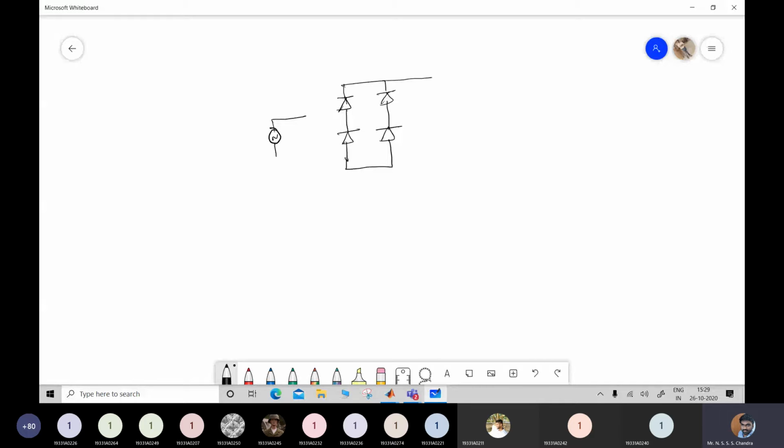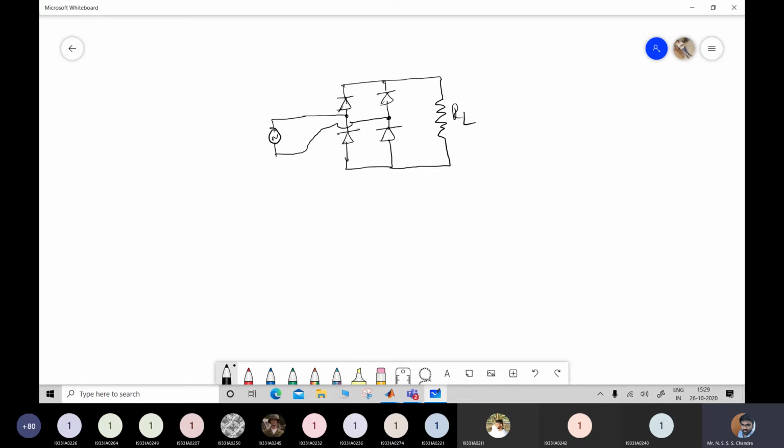And then this bridge is connected to the load resistance RL. So one terminal will be given to this leg, and the second terminal will be given to this leg. I have two legs of the bridge. So to one leg I'm connecting one terminal of the voltage source, and to the other leg I'm connecting the other terminal of the voltage source. This is a simple full wave bridge rectifier.